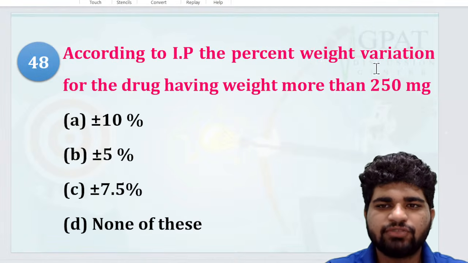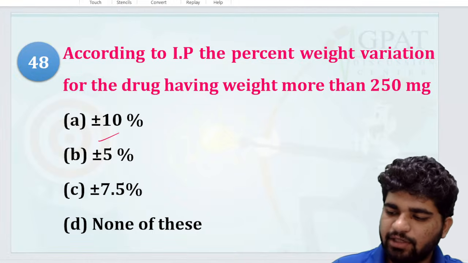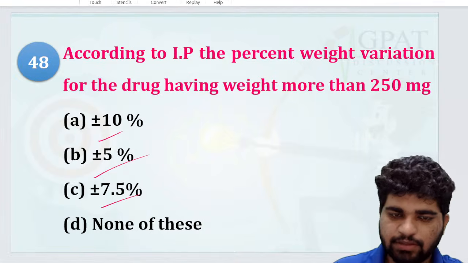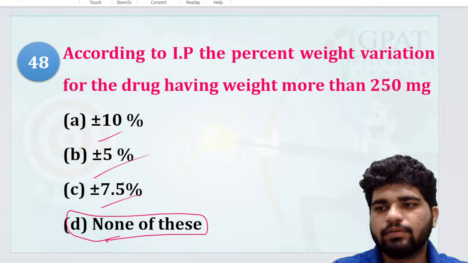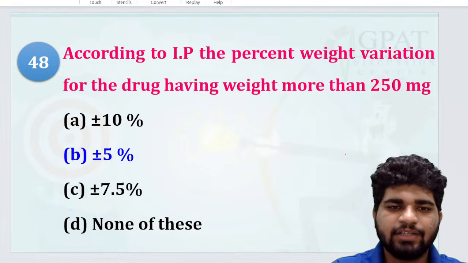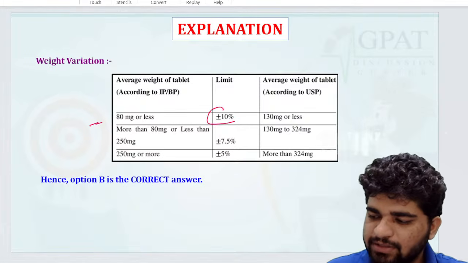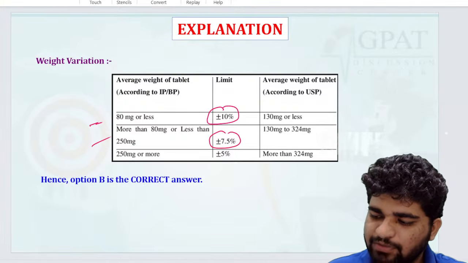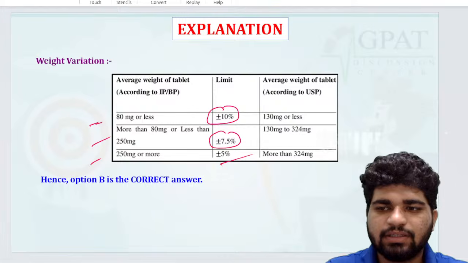According to the IP, the percentage weight variation for a drug having more than 250 mg. Is it plus minus 10%, plus minus 5%, plus minus 7.5%, or none of these? Yeah, that is plus minus 5%. This table is very much important, guys. Plenty of times they have asked. 80 mg or less, plus minus 10%. More than 80 mg up to 250 mg, plus minus 7.5%. More than 250 mg, then plus minus 5% limit is going to be there only.